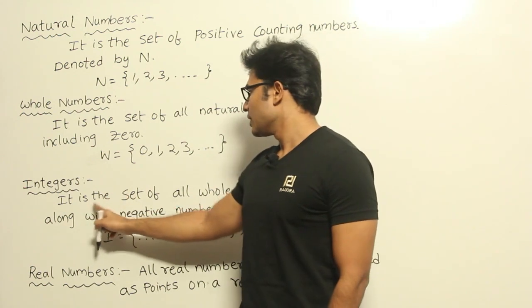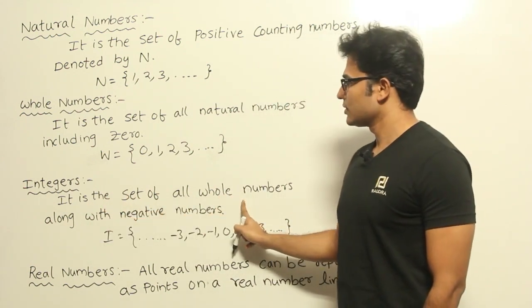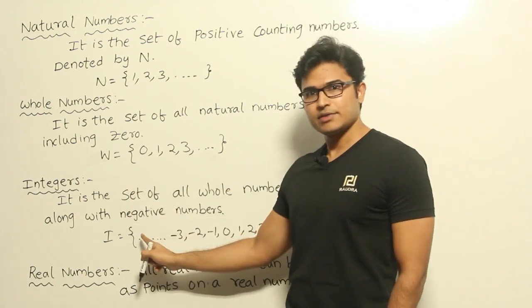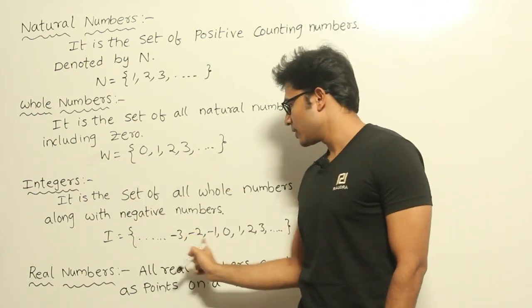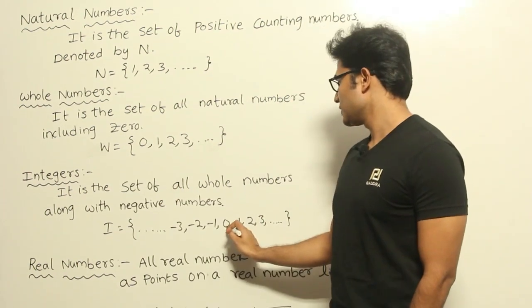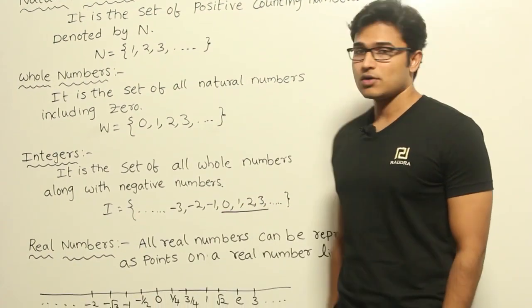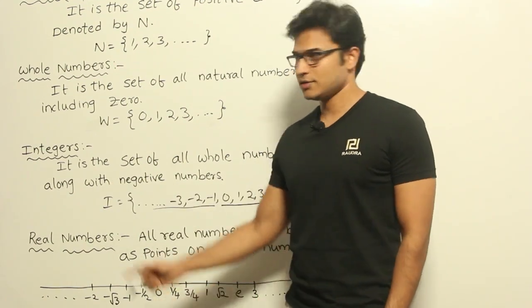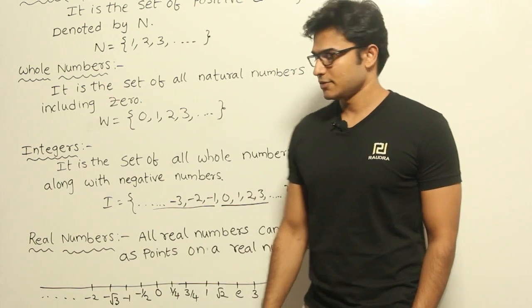And then integers. It is a set of all whole numbers along with negative numbers, which means if I take the whole numbers, along with the whole numbers, if I have the negative numbers as well, then that is going to be integers, right? So 0, 1, 2, 3, and so on, it is the set of whole numbers. Along with the whole numbers, if I have negative numbers as well, it is the set of all integers, right?